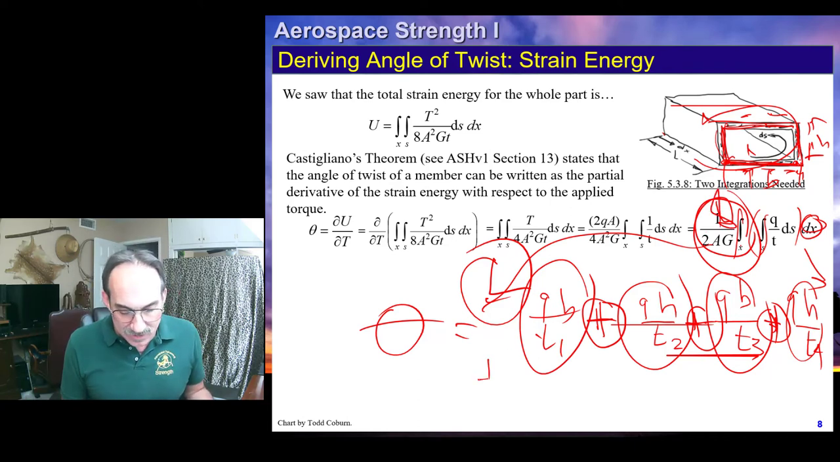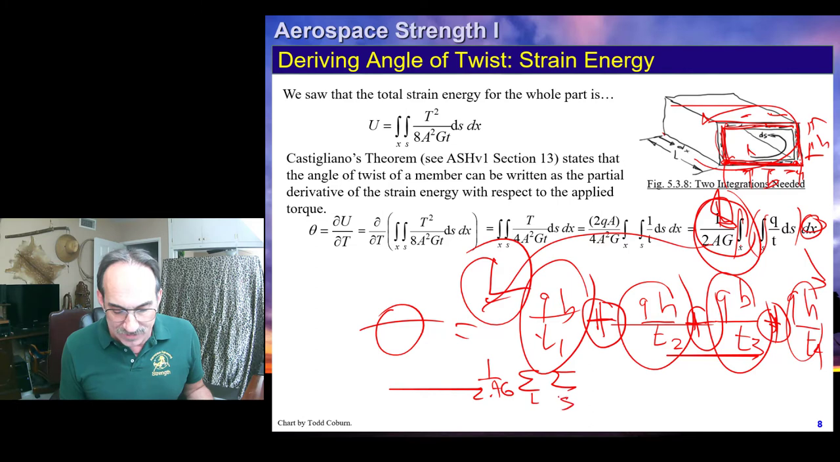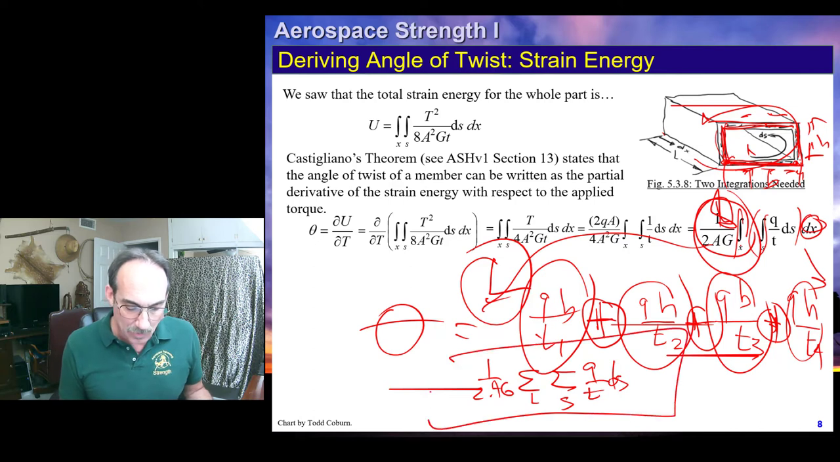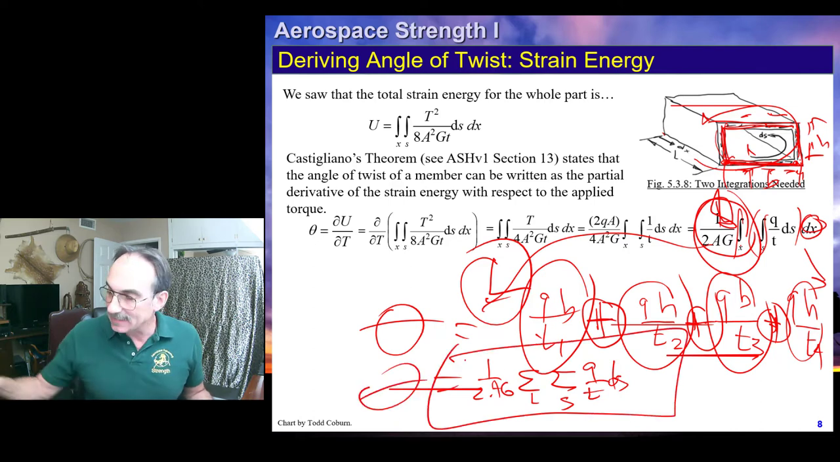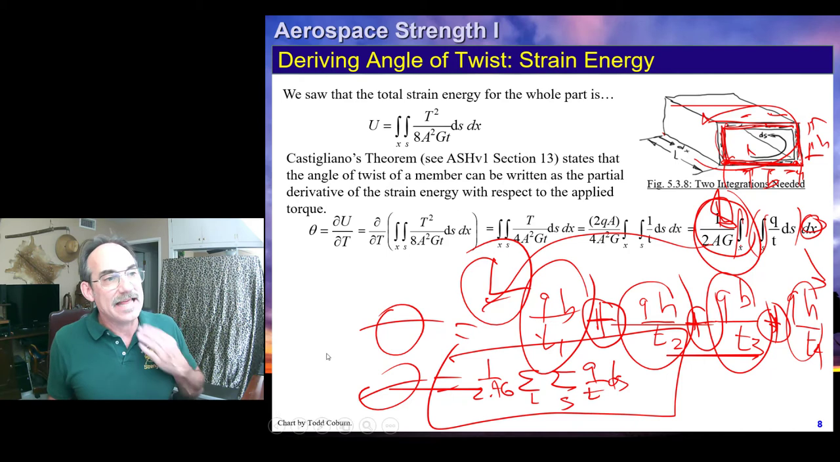Another way to write this is the 1 over 2AG, summation along the length, summation around the section, of q over t ds. That's what we're doing for that. See how easy that is?